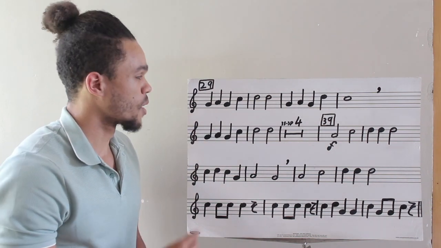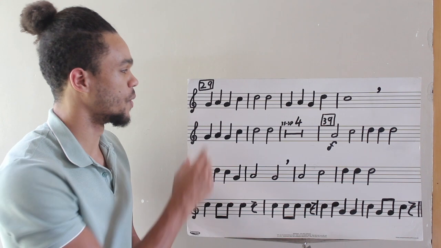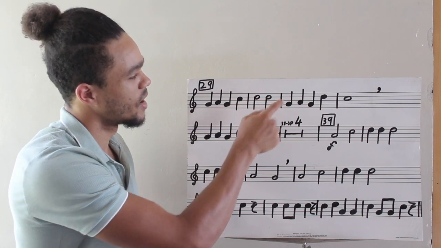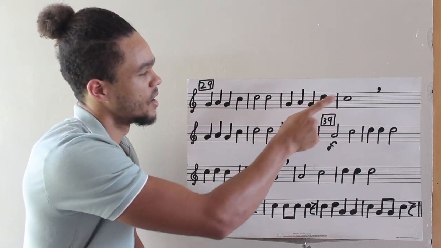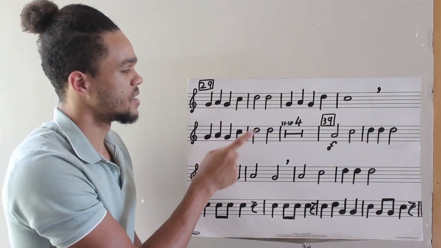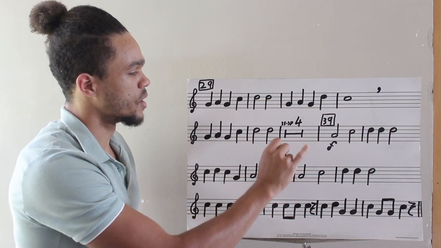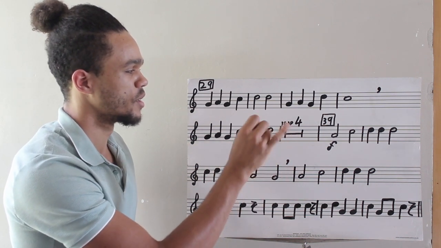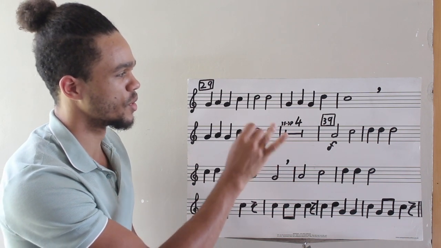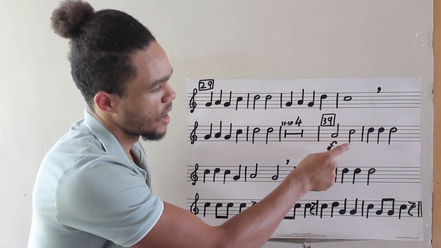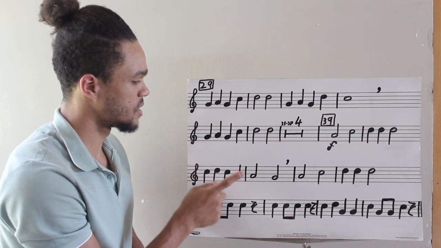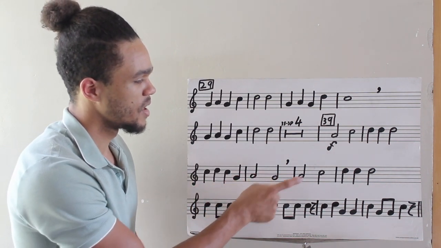So let's count our rhythm. 1, 2, 3, let's go. Ta, ta, ta, ta, ta, ta, ta, ta, ta, ta, ta, ta. 1, 2, 3, 4. 1, 2, 3, 4. 1, 2, 3, 4. 1, 2, 3, let's go. Ta, ta, ta, ta, ta, ta, ta, ta.